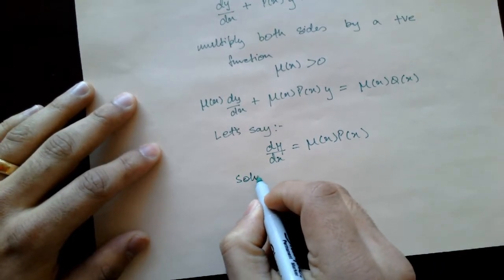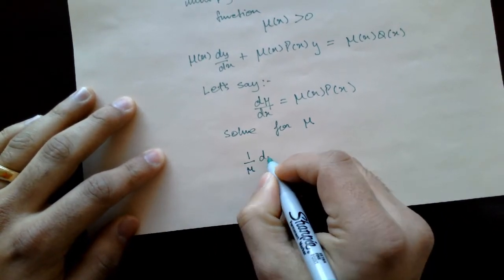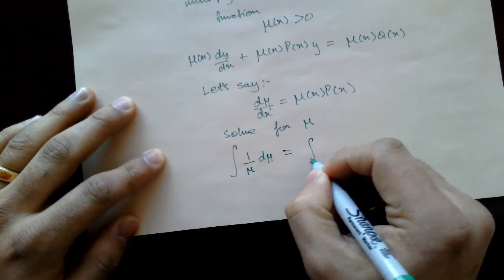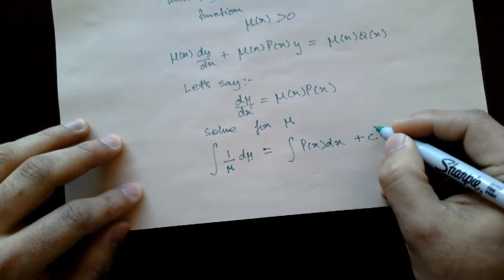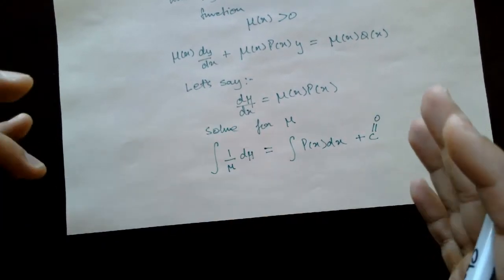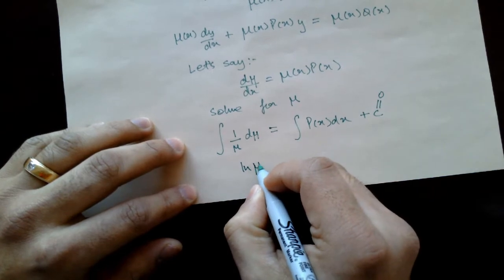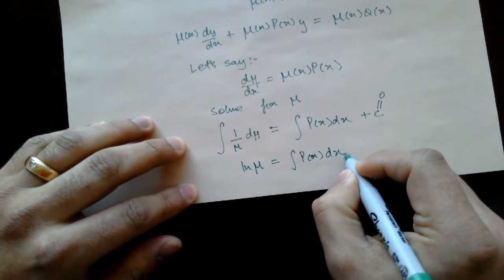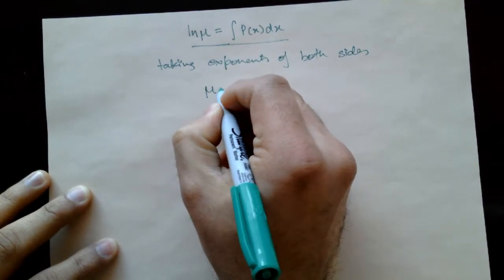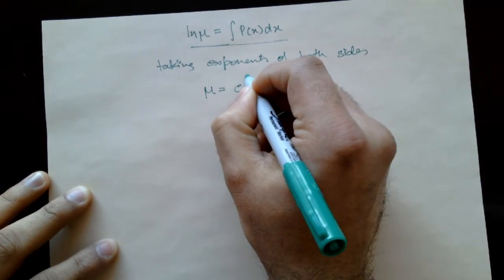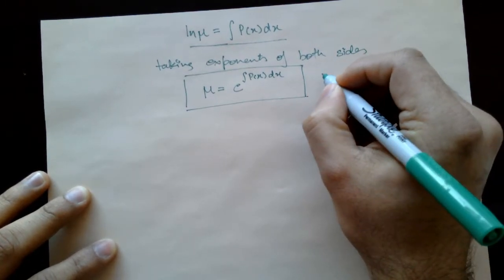Now let's solve for mu. So separating variables on both sides, we get 1 over mu d mu on one side, integrating, and on the other side integral of p of x dx plus a constant c. For now we can say the constant is equal to 0 to make the calculation easier. Okay, so integrating we get natural log of mu equals integral of p of x dx. So once we get this equation, take exponents of both sides, we get mu is equal to e raised to the power integral of p of x dx. So this becomes our integrating factor.